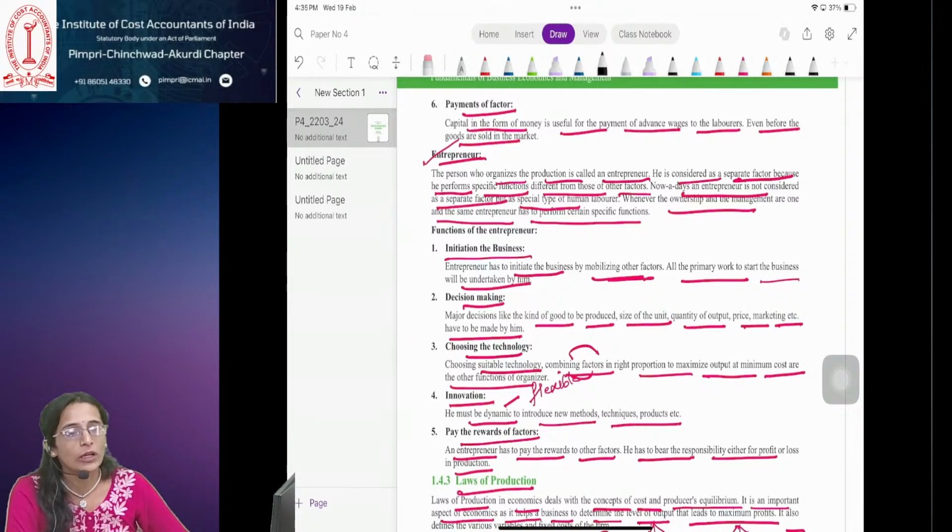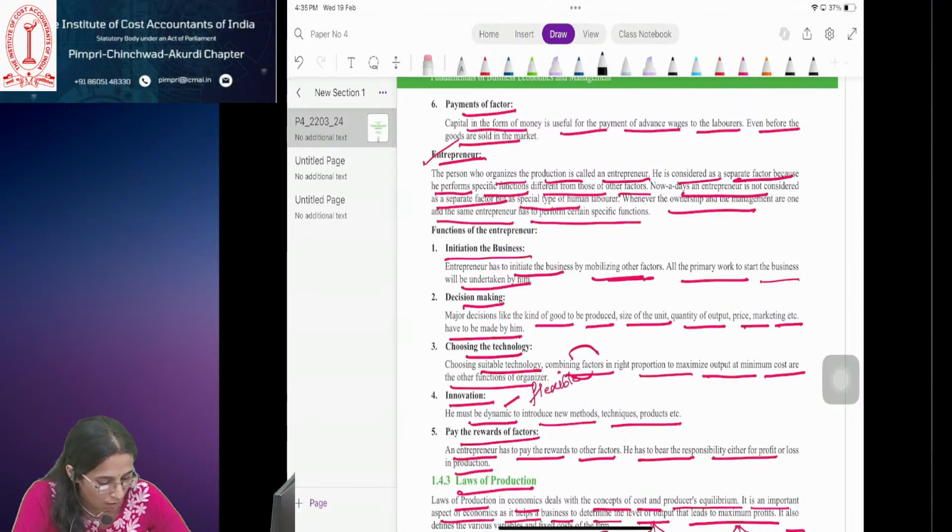Initiation of the business. Who initiates the business? The entrepreneur, because he wants to do the business. He has that motivation to do the business. So he will be initiating the business. He will be bringing his own capital. He will be employing that capital in the various factors of production that we discussed, and then try to earn and maximize the profit. The entrepreneur has to initiate the business by mobilizing other factors. All the primary work to start the business will be undertaken by him.